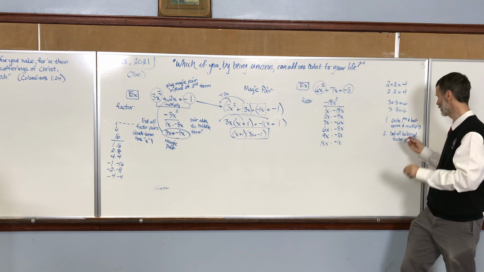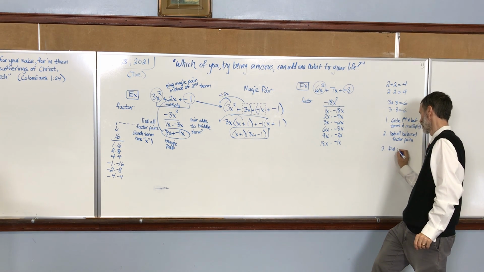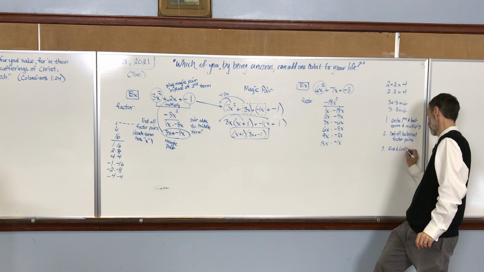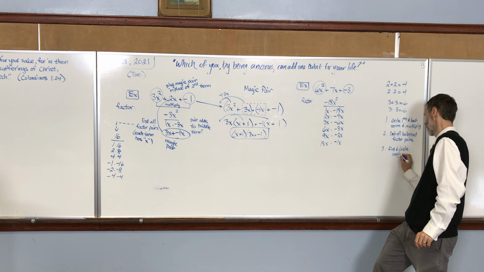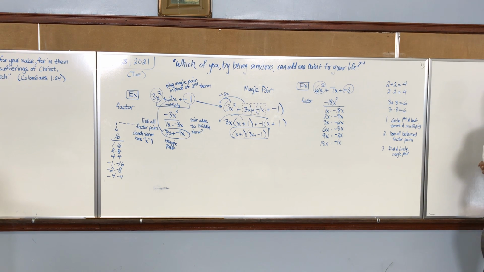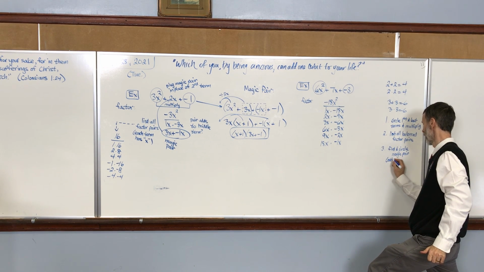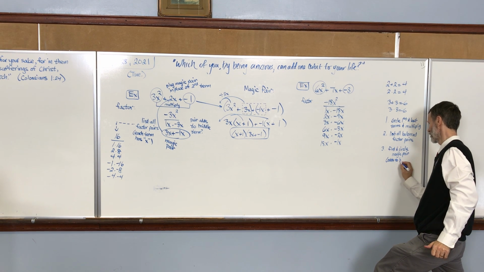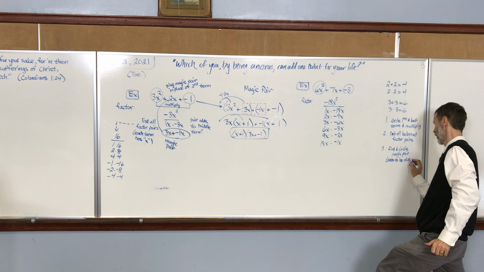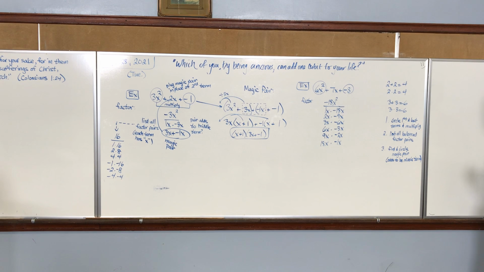So there's all your pairs. That's step 2. Step 3, find and circle the magic pair. How do you know it's a magic pair? How do you tell? Rob, how do you tell if a pair is a magic pair? Right, if it adds up to 7x. If it adds up to be the middle term.